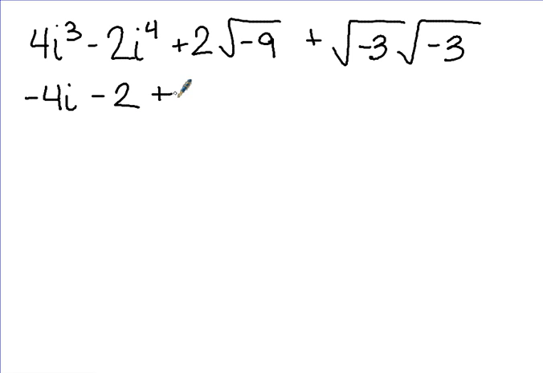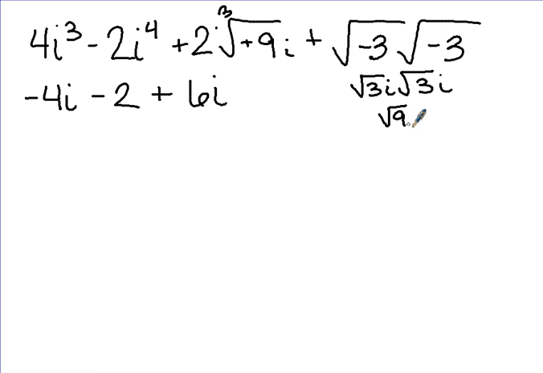All right, then we have 2 times the square root of negative 9. Now remember, we can take out that negative and replace it with an i, but the square root of 9 is 3. So now I have 2 times 3, which is 6i. All right, and then over here, I have the square root of 3 times the square root of 3, and they're both negative. So I can replace those negatives with an i. All right, the square root of 3 times the square root of 3 is going to be the square root of 9. And we have i times i, which is i squared. Now, the square root of 9 is 3, and i squared is -1, so 3 times -1 would be -3. So this whole term simplifies to -3.